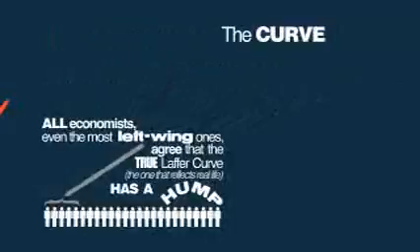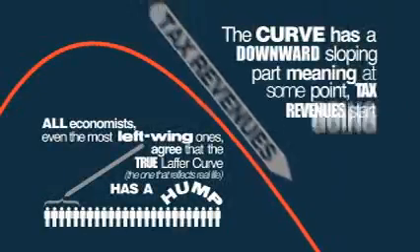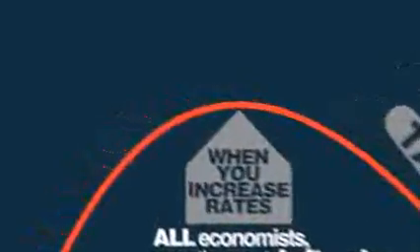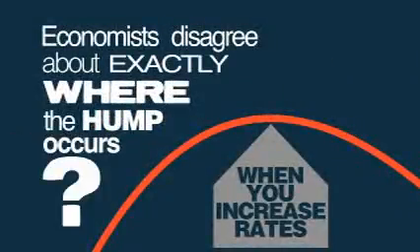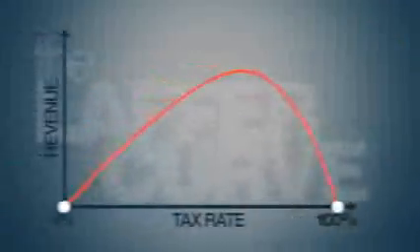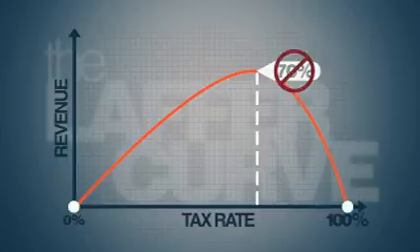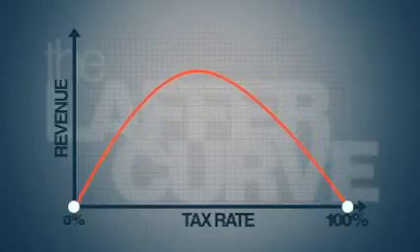Now, therefore, the curve has a downward sloping part, meaning at some point, tax revenues start going down when you increase rates. So where then do economists disagree? They disagree about exactly where the hump occurs. When I took my first economics class in 1984 at Stanford University, the textbook said that the hump occurs somewhere around the 70% tax rate. But apparently, I was taught something wrong. New evidence from an unexpected source suggests that the hump occurs at a much lower tax rate, something around 33%.